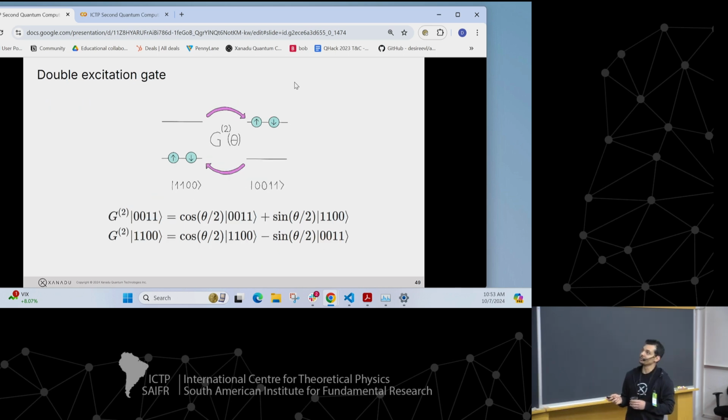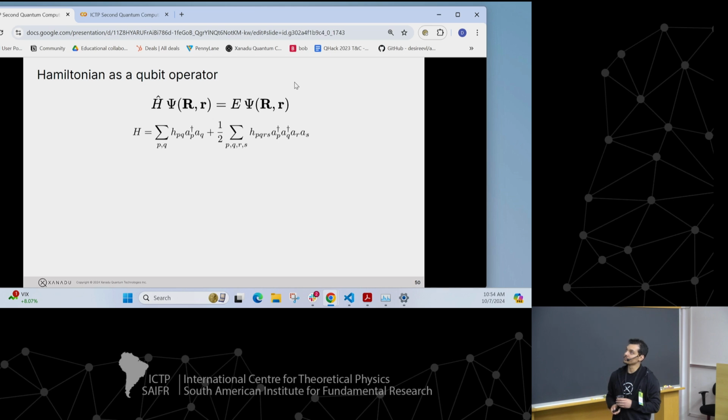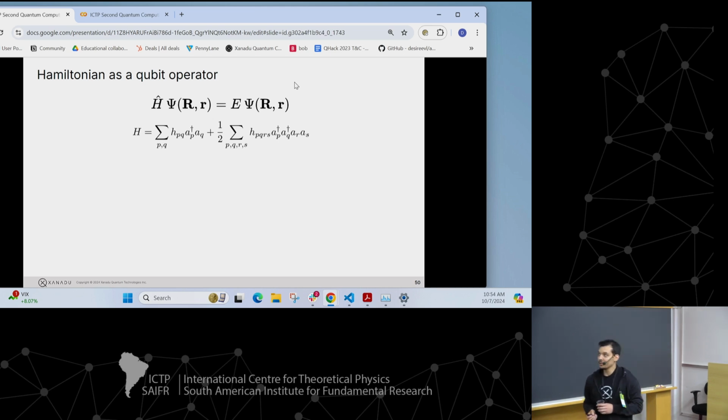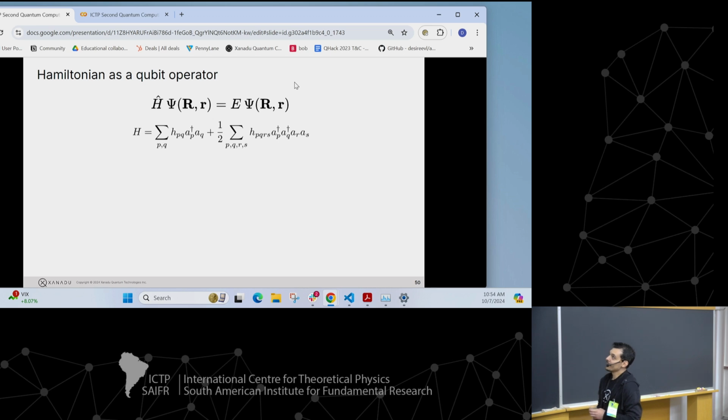Okay, so that's the way that you read this, and it's a similar idea when you have double excitations. You can go from this state here to this state where now the second orbital is populated by spin up and spin down. So that's the way that you encode the state of your molecule.